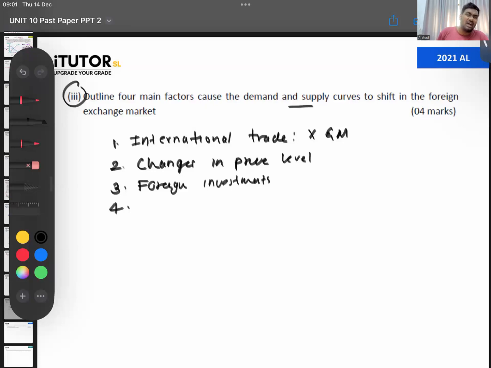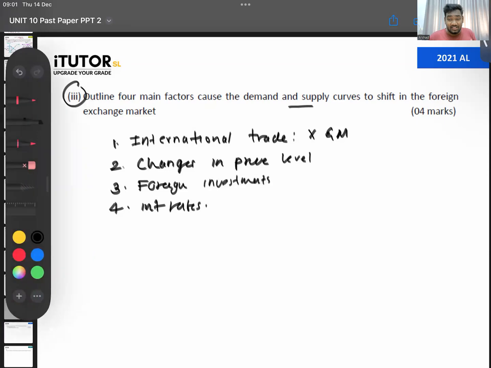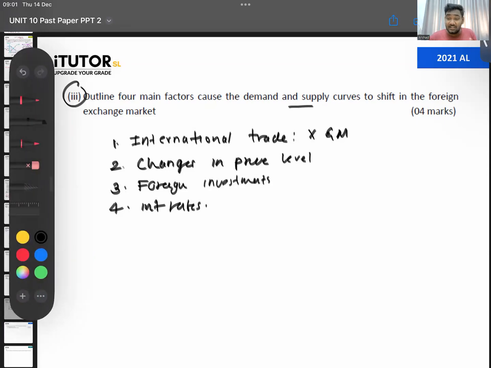Savings, how? Not directly though, but even interest rates, changes in interest rates in a country. If interest rates increase, foreign investments increase. If interest rates increase, more and more people will come and invest in Sri Lanka. Let's say sovereign bonds and all. Let's say if Sri Lanka is giving 20% for international sovereign bond, so many people will come and invest in Sri Lanka. So that will increase the demand for the rupee and cause appreciation.